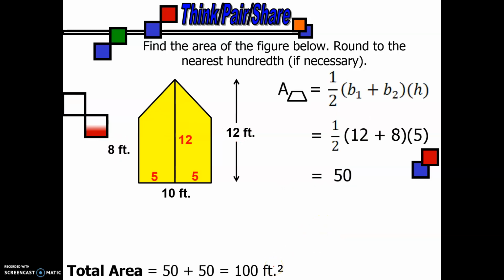Now you can also separate this figure into two trapezoids. So here is the solution if you'd like to try it that way, or if you did try it that way. Notice you'll still get 100. Two trapezoids with an area of 50 square feet each gives you 100 square feet.